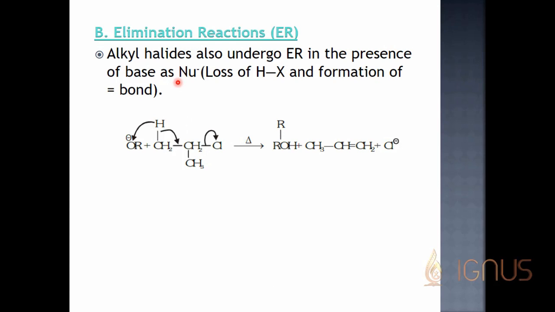Let's see the elimination reaction. Here we know that alkyl halides also undergo elimination reaction in presence of base as a nucleophile. You can see here this nucleophile will act as a base and it will remove the proton. As it removes the proton, these two electrons are donated to this bond and there is an elimination of chlorine. Hence, it will give rise to alkene.